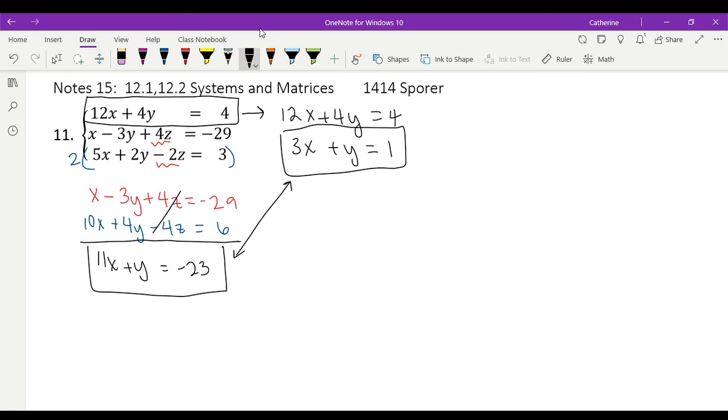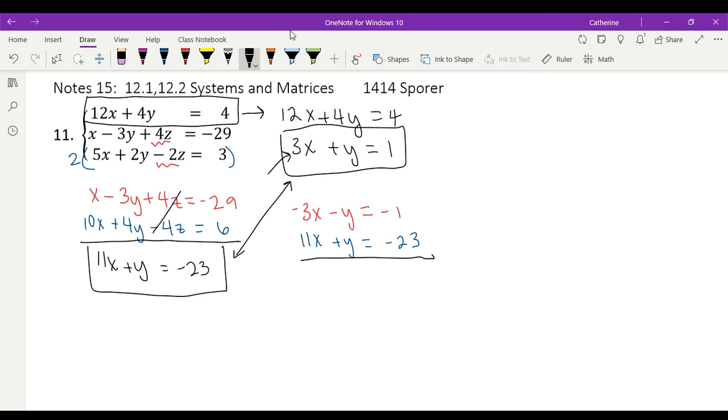So now if we look at our two equations and two variables with x and y, we want to do elimination with those two equations. So one thing we could do is multiply this equation by negative 1. That would be negative 3x minus y equals negative 1. And then leave this second equation exactly as it is, 11x plus y equals negative 23.